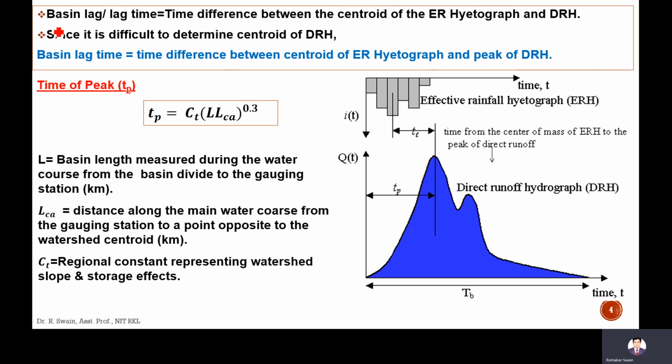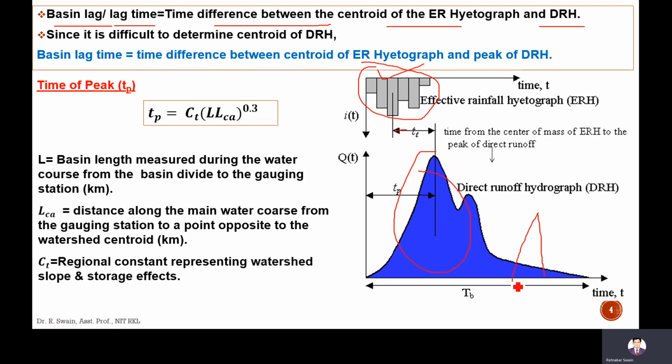The original definition of basin lag, also called lag time, is the time difference between the centroid of the ER hydrograph and the centroid of the DRH. This is the ER hydrograph, and this is the direct runoff hydrograph of that rainfall. So the time difference between the centroid of this hydrograph and the centroid of this DRH is called basin lag.